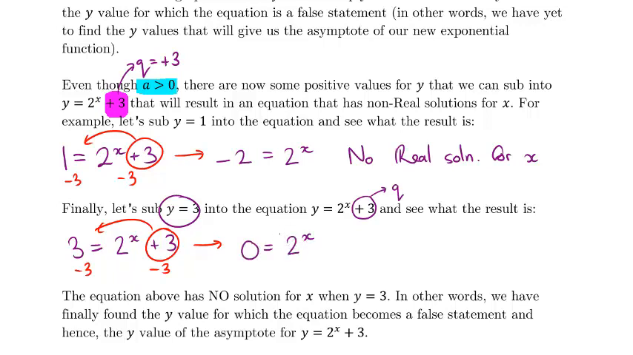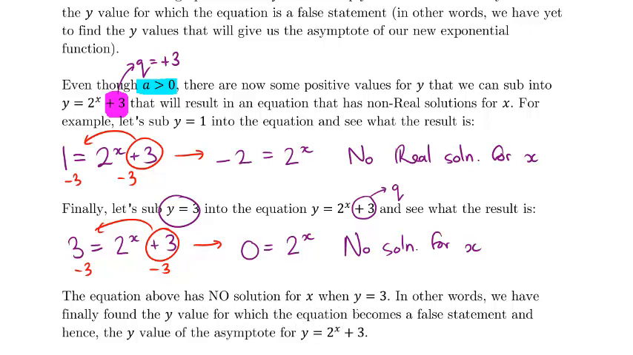Guys, check it out. It's our false statement. There's no value for x that could ever make this equation true. No solution for x, okay? The equation above has no solution for x when y is equal to 3. In other words, we have finally found the y value for which the equation becomes a false statement, and hence the y value of the asymptote for y equals 2 to the x plus 3.